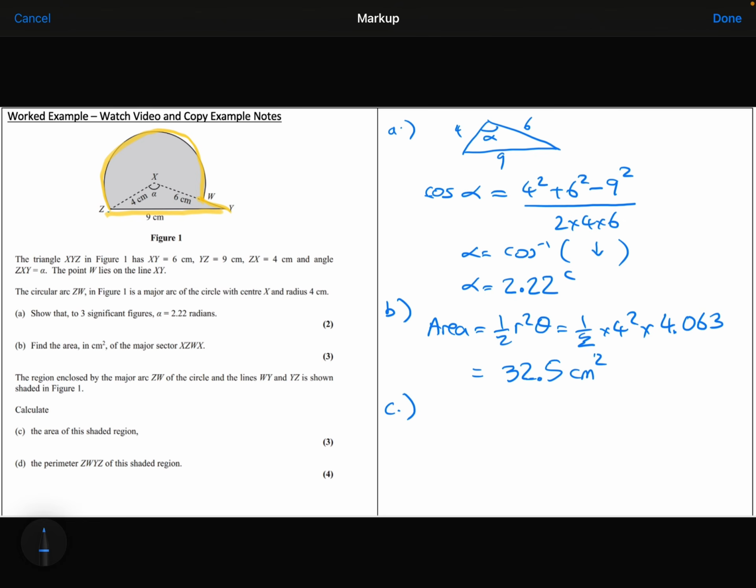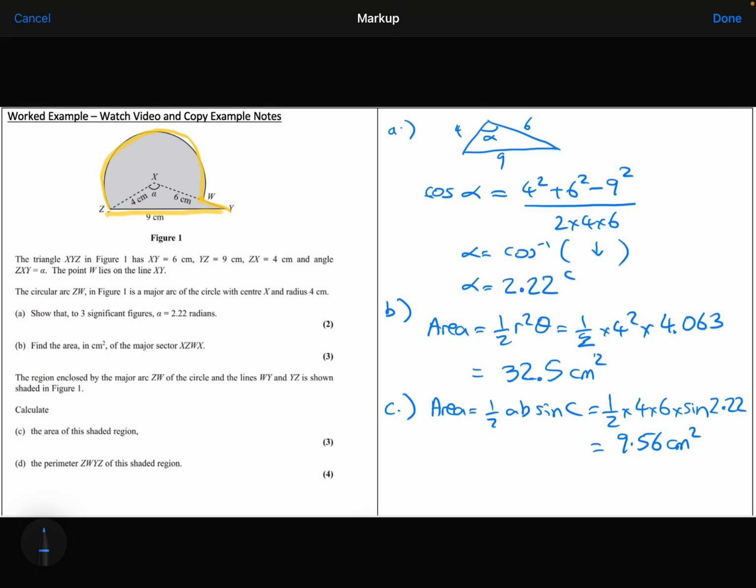The area of the triangle I can work out using the formula area equals a half AB sine C, where C is the angle in between the two sides, A and B. So a half times A will be 4, B will be 6, and C is the angle in between them, which we worked out in the first part of the question was 2.22. So type that into your calculator. We get 9.56 to three significant figures.